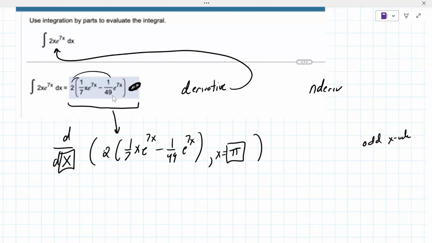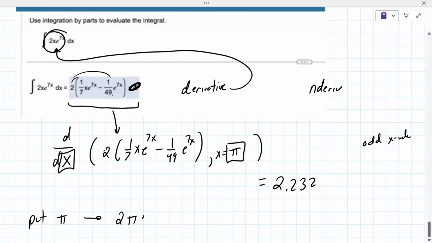Okay, I got like 2.232. Okay, so whatever number you get there, 2.232, you then go back to the original. You don't do nDeriv. You just put that pi, for example, in. So you just do 2 times pi e to the 7 pi. And that should give you the same answer. Although I don't believe there's actually no way that this will. So maybe you didn't quite enter this correctly.